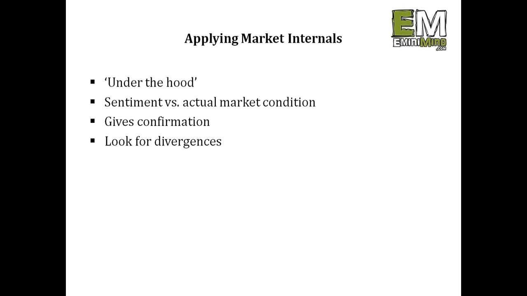So we're looking for both converging numbers and divergences. Is the advance-decline going up and the breadth going up at the same time, or are they diverging from one another, and how do they relate to each other, the other market internals, and the ES, the Dow, the indices themselves?